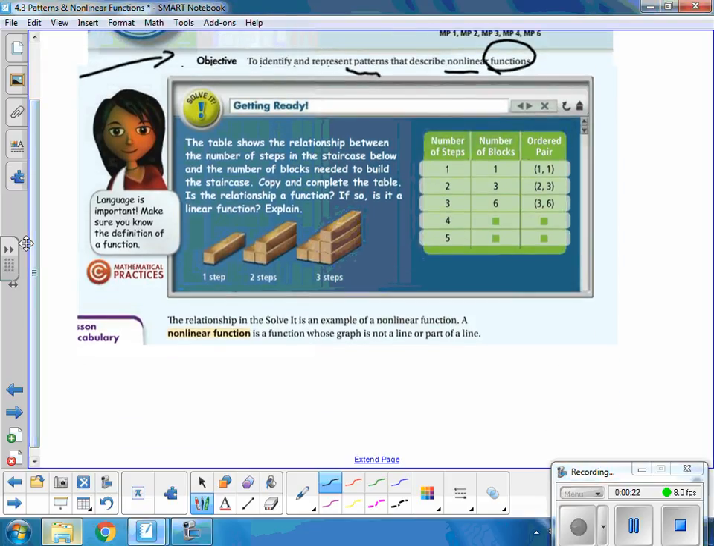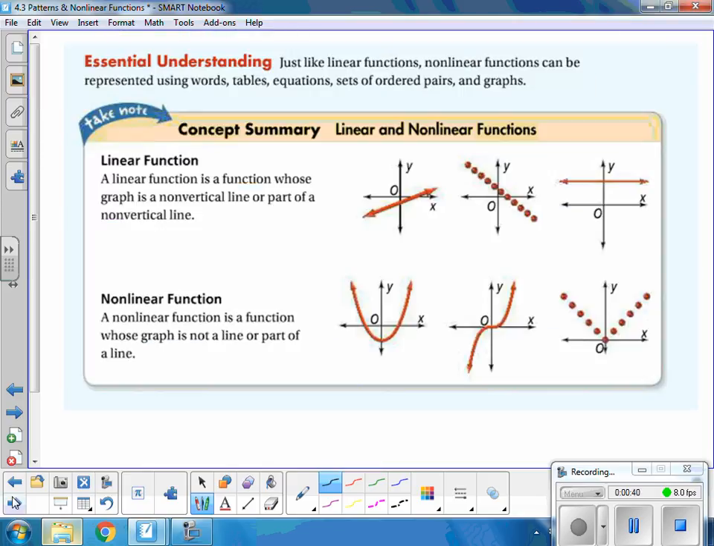A nonlinear function is one where it is a function, but the graph is not a line or part of a line. Okay, so there's something going on here where it's missing this straight line element, like in this particular situation here with wood. But we're going to practice a few things out here, and let's wrap our head around this one.